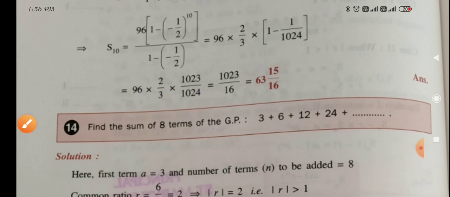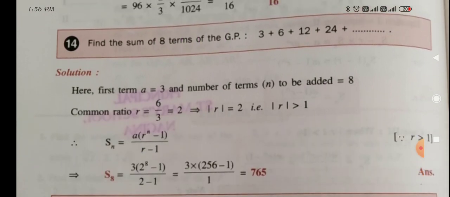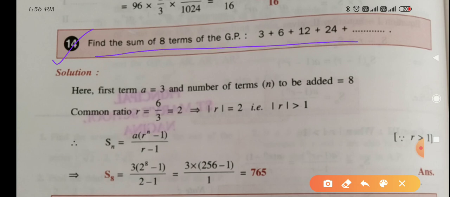One more example you can see, this example 14, find the sum of 8 terms. This time the GP, they are saying, the given series is GP. Find the sum of 8 terms of the GP, it is given. That's why again and again I am saying the GP is given. This time no need to check, the given series is GP, it is given.